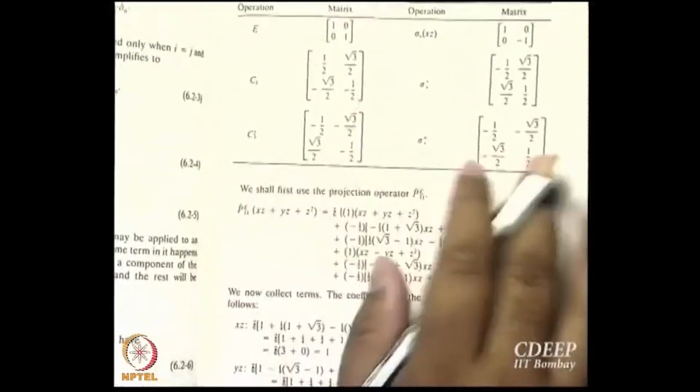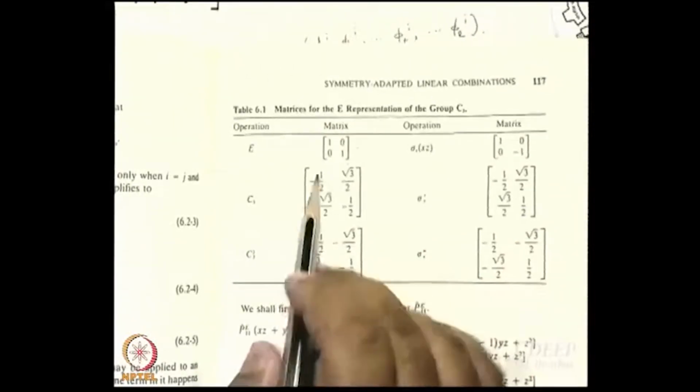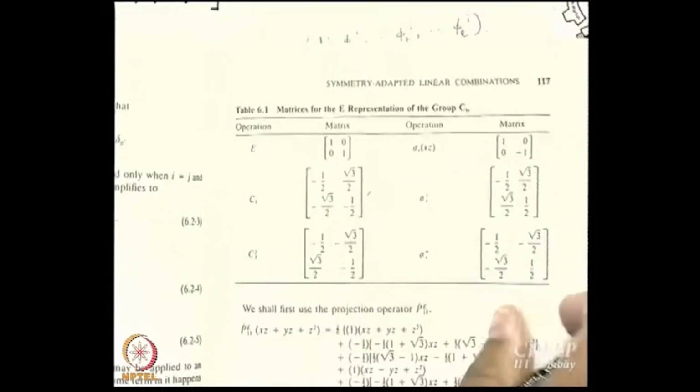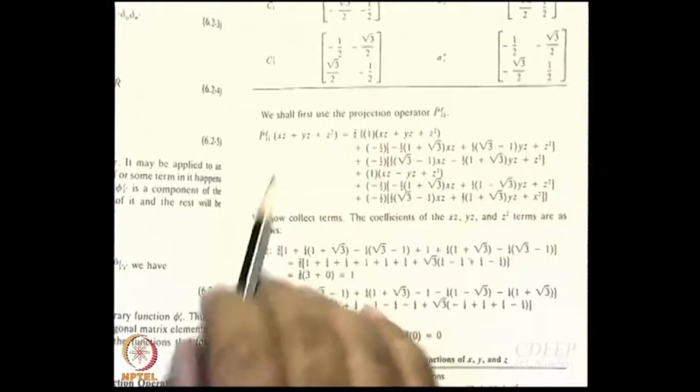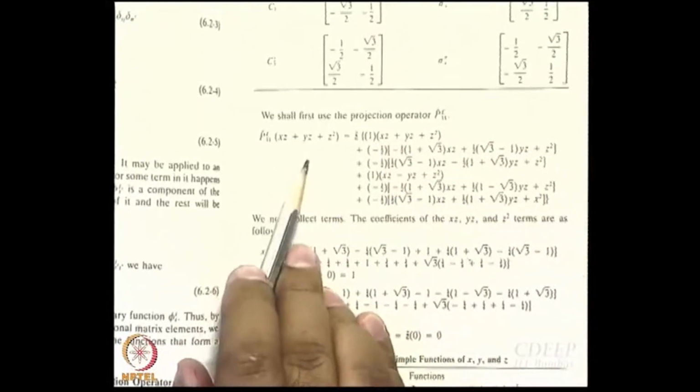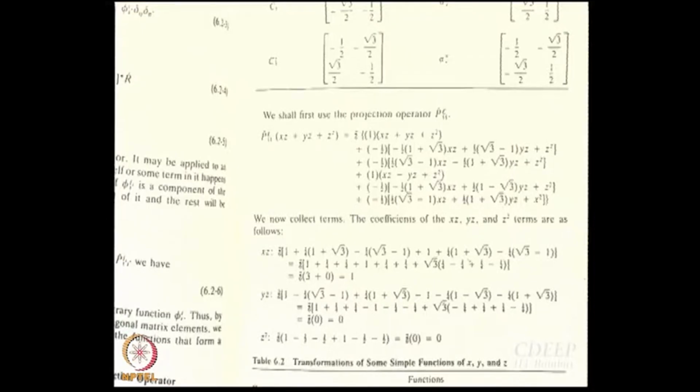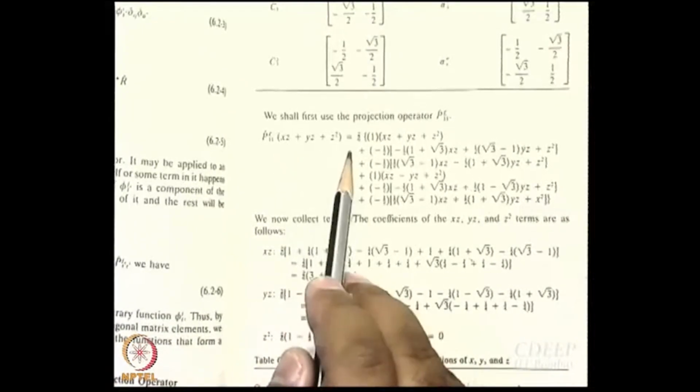Now, see what they have done is they have worked with the complete projection operator. For that they need all the matrix elements. Okay. With that they are working with some arbitrary function xz plus yz plus z square. This is what I was saying, linear combination.